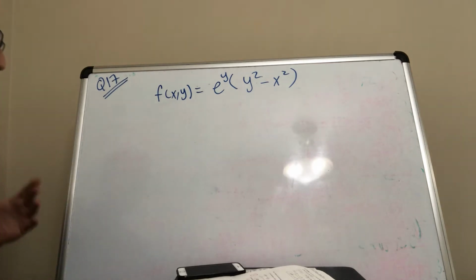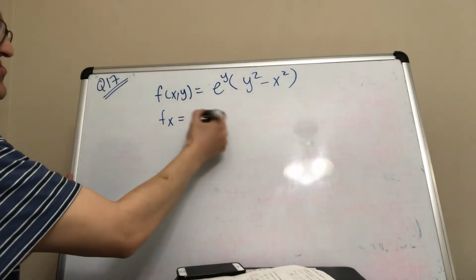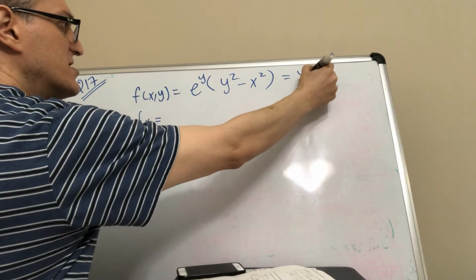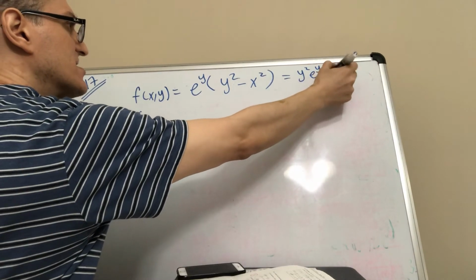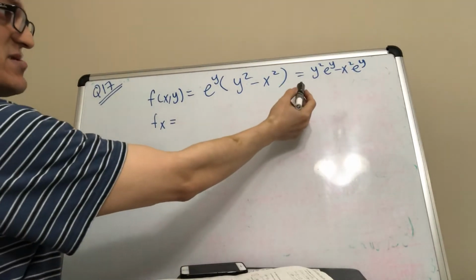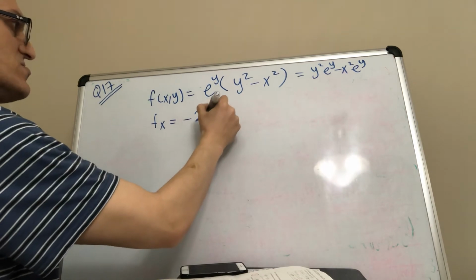Now, to do this, I'll take it one step at a time. Find the derivative with respect to x. If you take this inside, this is like y squared e^y minus x squared e^y. The derivative with respect to x, that's a constant here, would be minus 2x e^y.